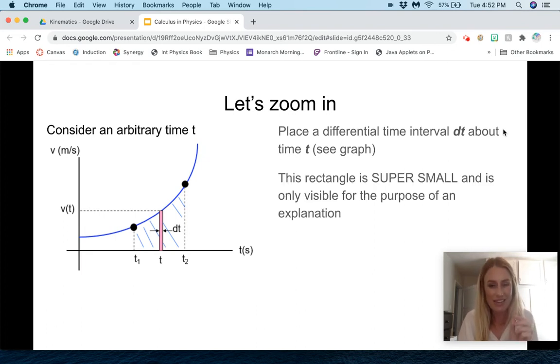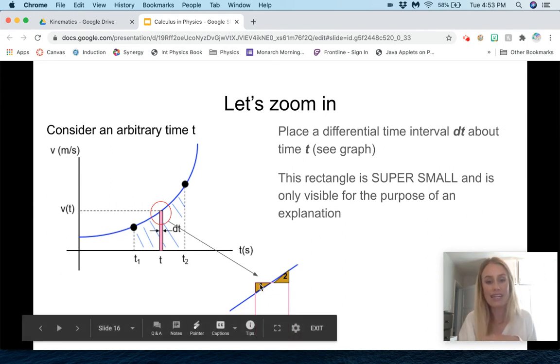So this rectangle is super small and is only visible for the purpose of this explanation, okay? We're talking about an instant. That time interval is an instant. Now, if I zoom in here, our rectangle looks like this. Now we can see that 1 is in the rectangle, but 2 is not.